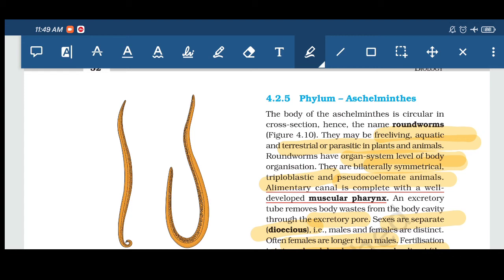They have an organ system level of organization. They are bilaterally symmetrical. They are triploblastic. They are pseudocoelomates. I hope you know what is meant by triploblastic, bilateral symmetry, and pseudocoelomates. If you don't know, please go watch the previous video, that is Animal Kingdom part 1.